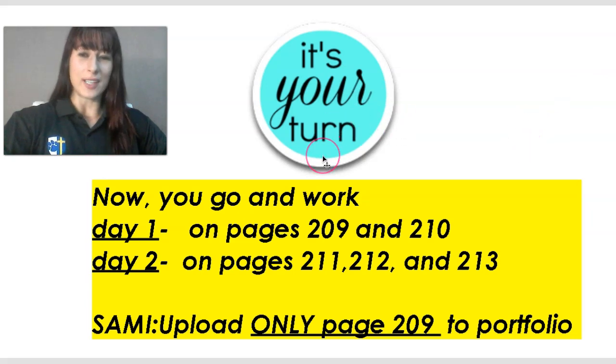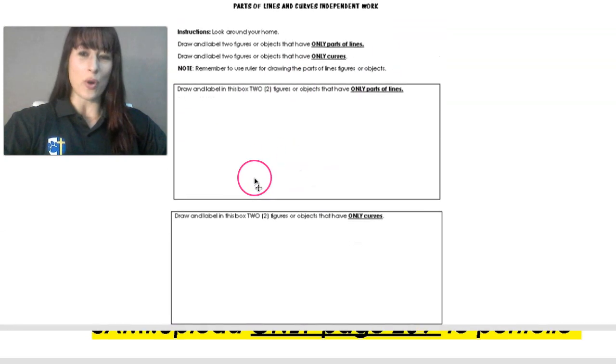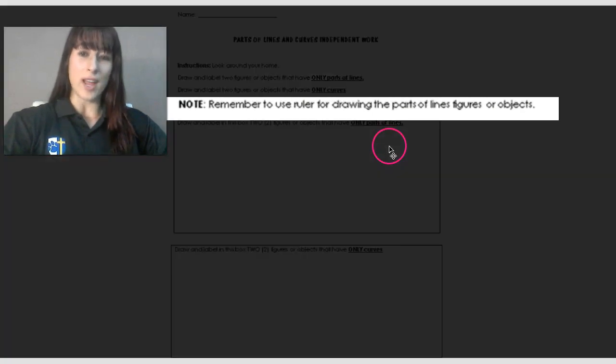page you will find in your week at a glance, and here you are instructed to draw. So please follow instructions. Make sure you draw and label 2 figures or objects that have only parts of lines, and you'll draw only curves, okay? And don't forget to label it, please. And if you're drawing of lines, we recommend that you use a ruler.